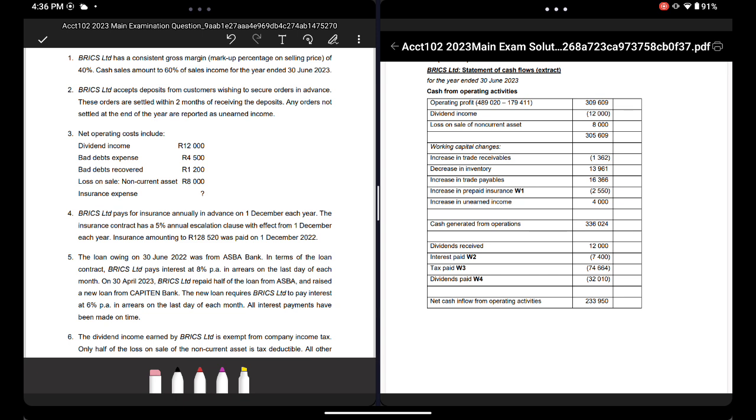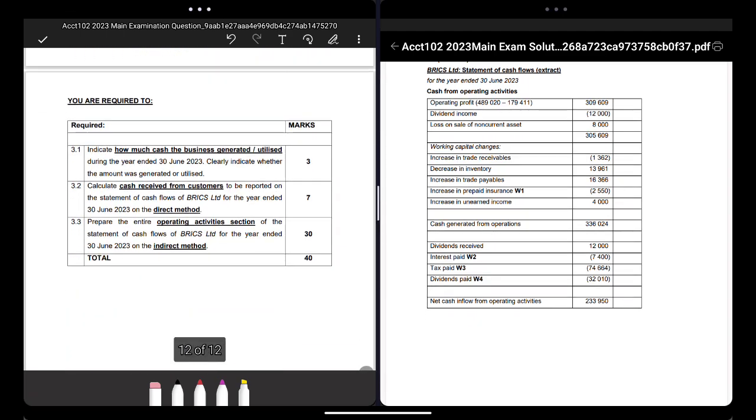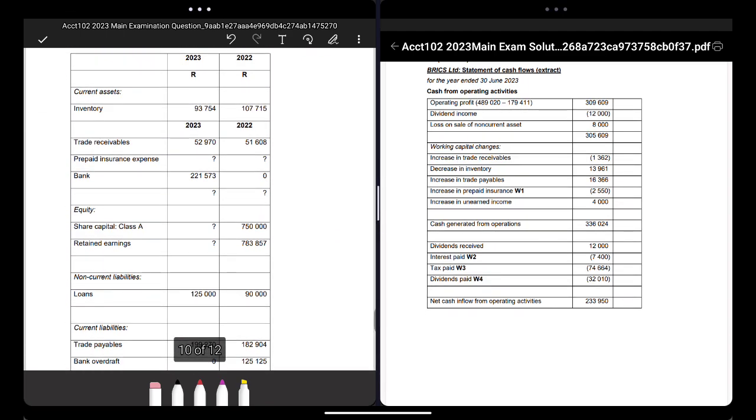You'll always have inventory, trade receivables, and trade payables, right? Trade receivables, if you look at the figure over here in your balance sheet, has increased. More debtors, that's bad, so cash went out. So you minus the difference, right? Brackets, that means cash went out. Your inventory, however, has decreased. The only way inventory decreased in a shop is when you sell inventory, right? So that's actually going to be a positive figure because it's a cash inflow.